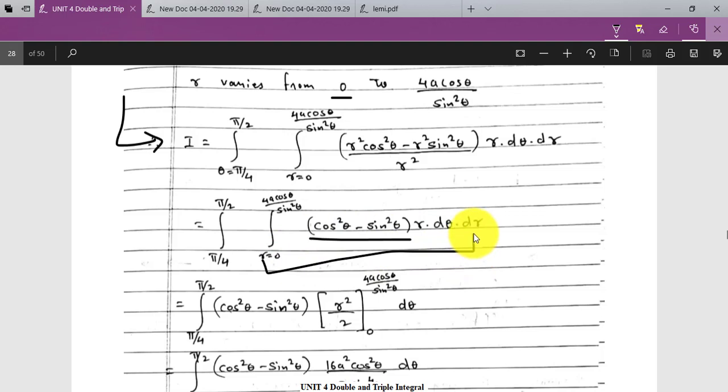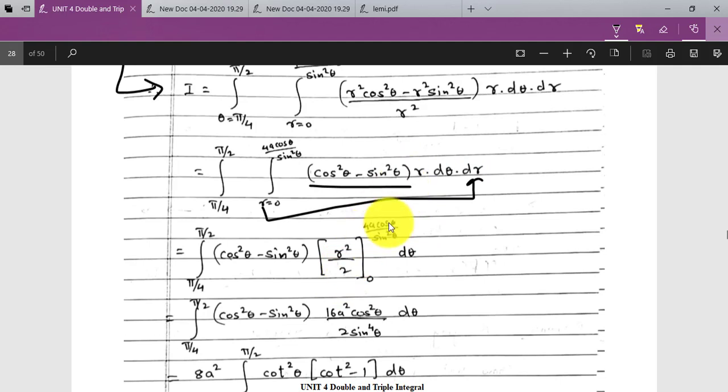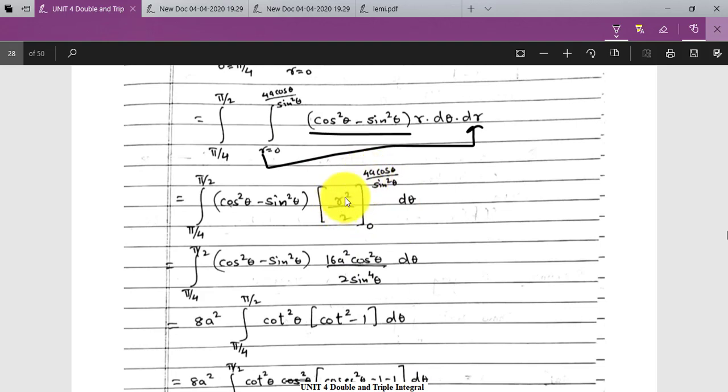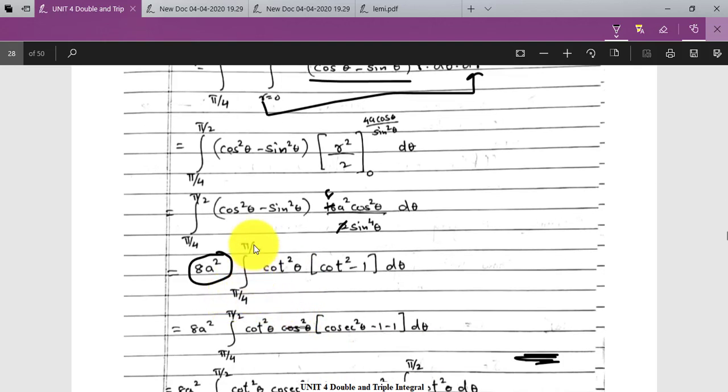The order should be dr first. So after integrating with respect to r, we get r squared divided by 2, over the limit 0 to 4a cos theta by sin squared theta, right? So this turns out to be 4 squared, which is 16, a squared, cos squared theta divided by sin power 4 theta, and this is cos squared theta minus sin squared theta. Now here 2 ones are 2, 8 is 16, so I will take 8a squared outside, and the limit is pi by 4 to pi by 2.